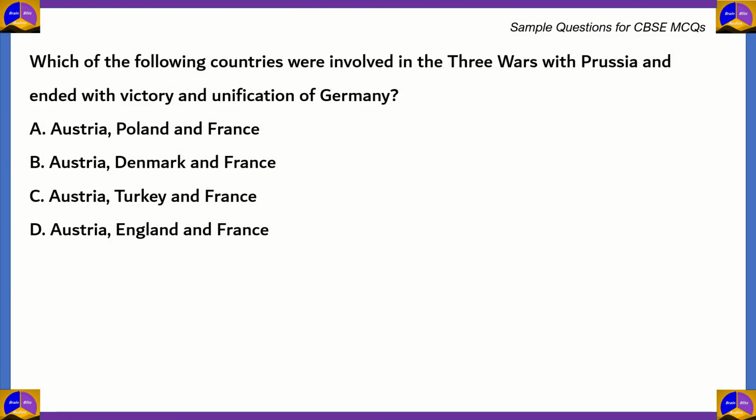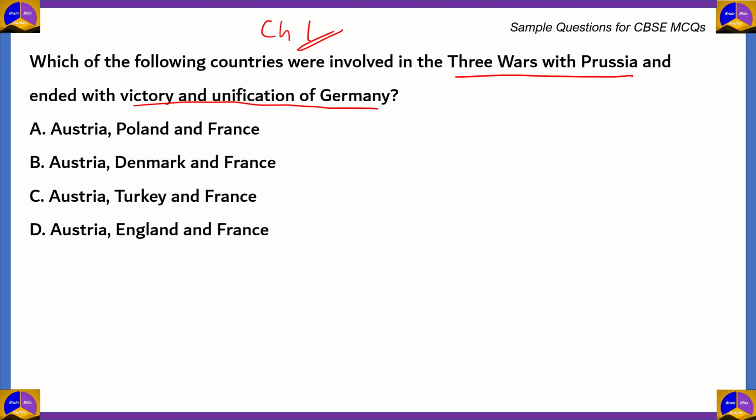Now, the next question. This is again from chapter 1, Nationalism in Europe. Which of the following countries were involved in the 3 wars with Prussia and ended with victory and unification of Germany? So here we're talking about the unification of Germany. This happened in the late 1860s and early 1870s. So this was when Prussia started to unify the rest of the German states by fighting with countries.